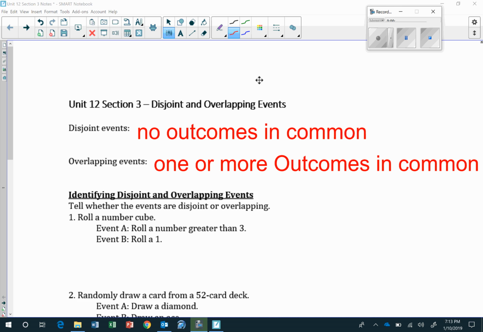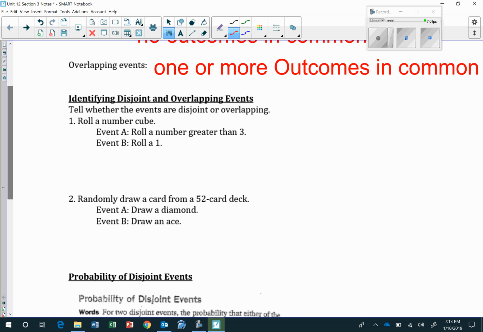In Unit 12, Section 3, we are talking about disjoint and overlapping events. So disjoint events are events that have no outcomes in common. Overlapping events have one or more outcomes in common. So the first thing we need to look at is how to identify whether something's disjoint or overlapping.